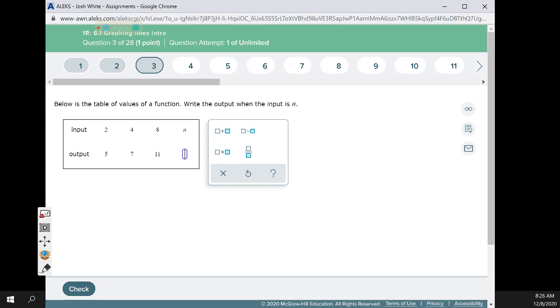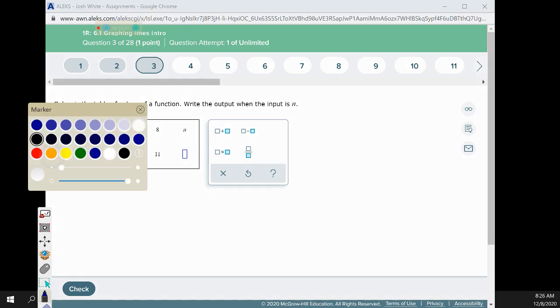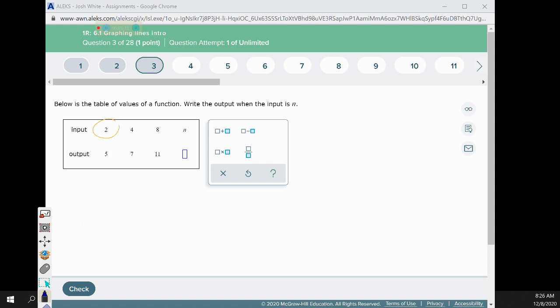So below is a table of values for a function. Write the output when the input is n. So it's your job to figure out the pattern. So if you plug in a 2, the answer is a 5. So in this case, that's plus 3. Okay, but it might be more complicated than that. It might be something like 2 times n minus 3 or something. But right here, it's asking what the pattern is. You're just going to write n plus 3.